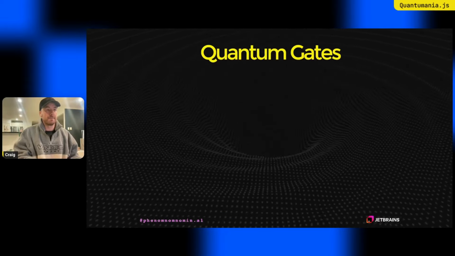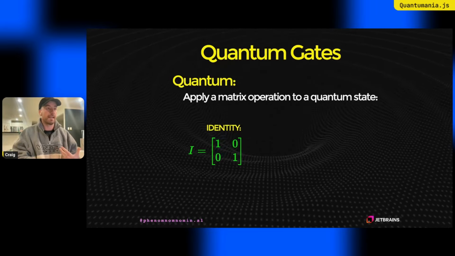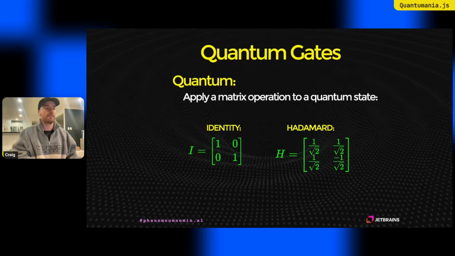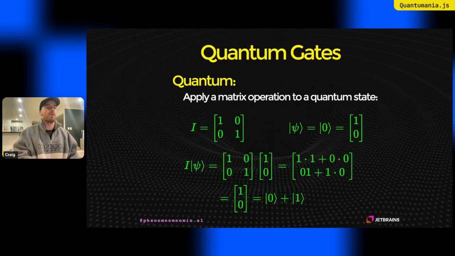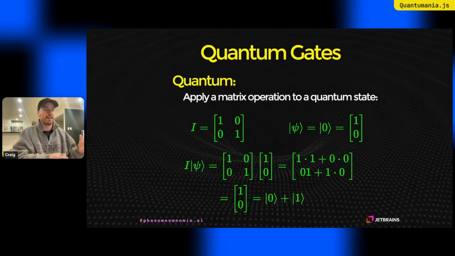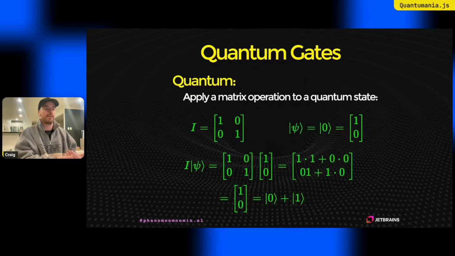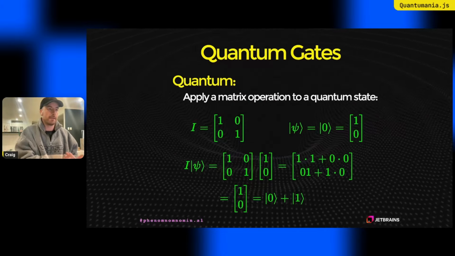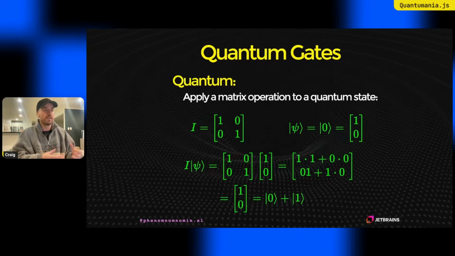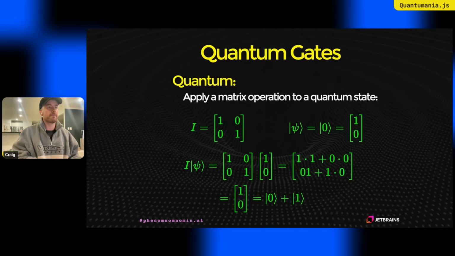With quantum gates, it's a bit more complicated. We want to apply a matrix operation to a quantum state. 2 common gates that we're going to use are the identity gate and the Hadamard gate. With an identity matrix, we can see here we have this 1, 0, 0, 1, and we want to apply that to our 0 state, where we know that we're going to get a 0 out. The identity gate does nothing. It multiplies the 2 things together and returns the original result. And so we get exactly what we started with.